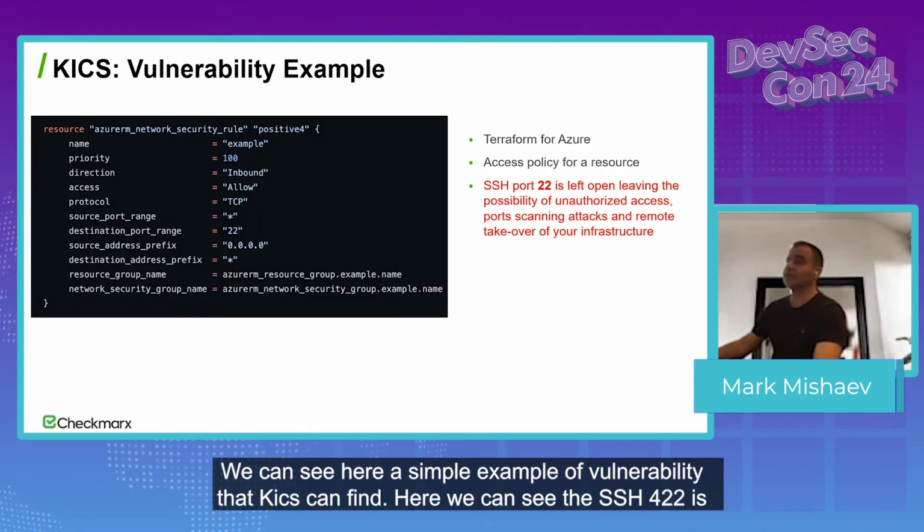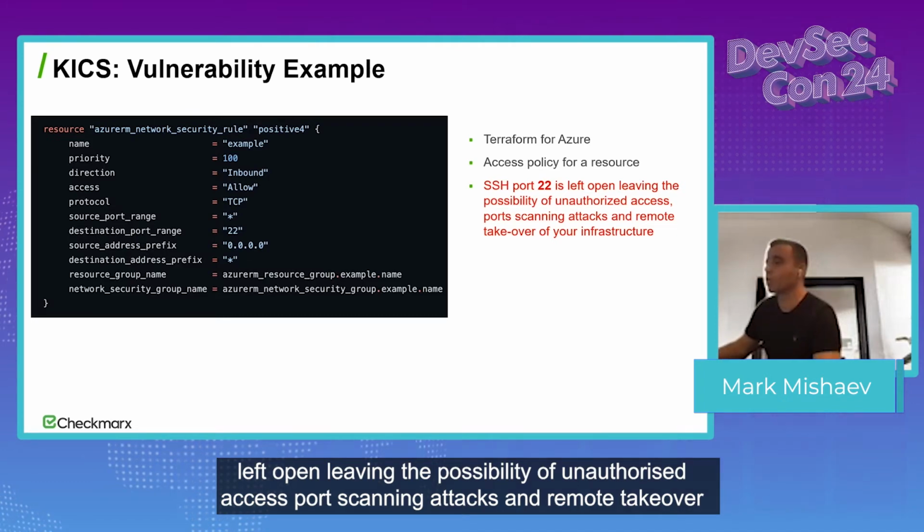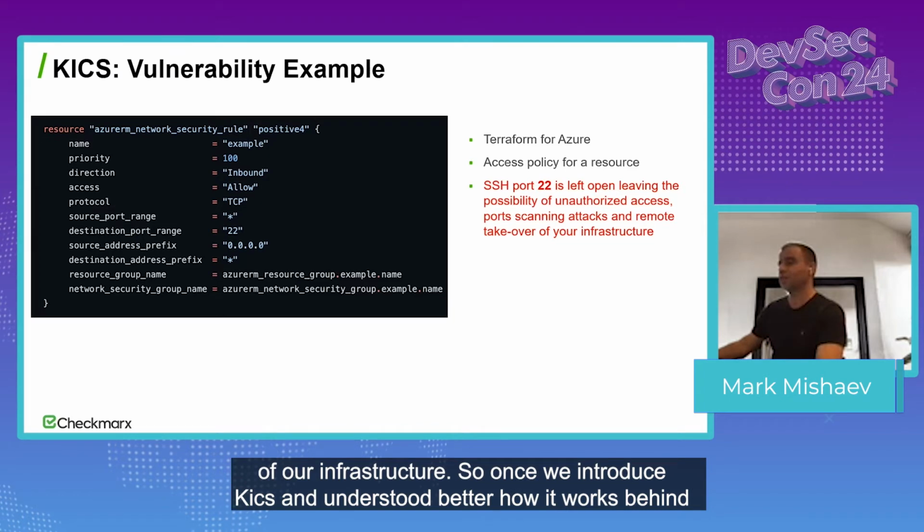We can see here a simple example of a vulnerability that KICS can find. Here we can see the SSH port 22 is left open, leaving the possibility of unauthorized access, port scanning attacks, and remote takeover of our infrastructure.